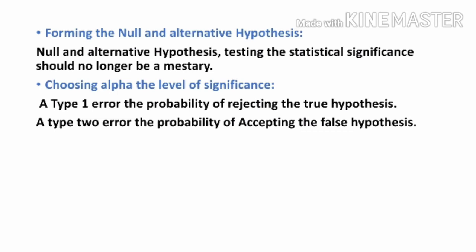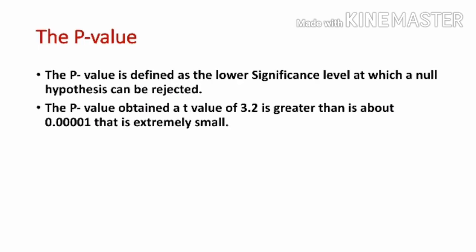A type 1 error is the probability of rejecting the true hypothesis. A type 2 error is the probability of accepting the false hypothesis. Type 1 error is the probability of rejecting the true hypothesis, and type 2 error is accepting the false hypothesis. The p-value is defined as the lowest significance level at which the null hypothesis can be rejected. The p-value obtained, where the t-value is 3.2, is less than about 0.00001. That is extremely small.